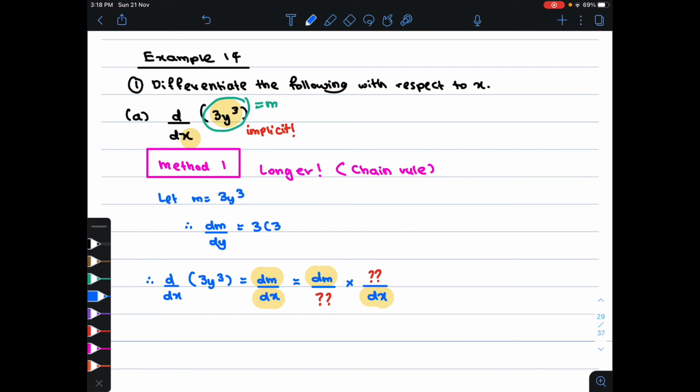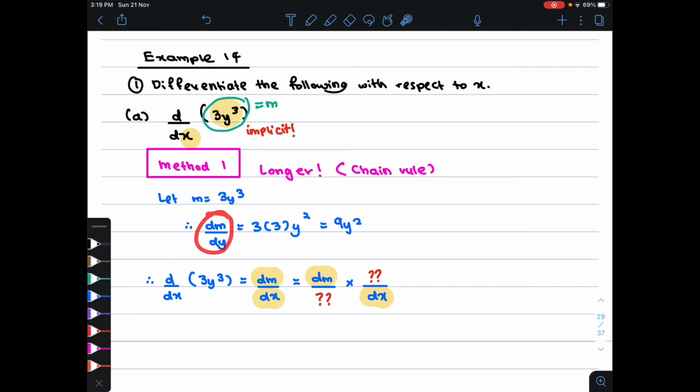So you'll get 3 times 3. And then you just copy down x. In this case, we're just going to copy down y. What happens to the power? It is 3 minus 1, which is 2. And hence the answer is 9y squared.